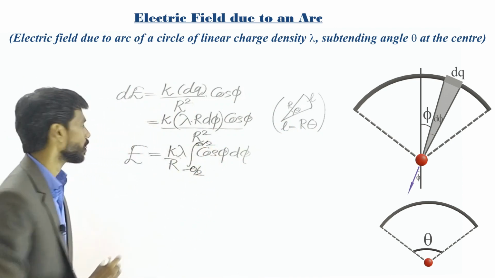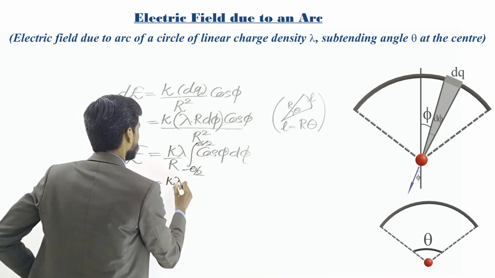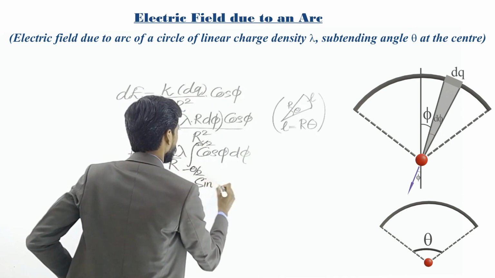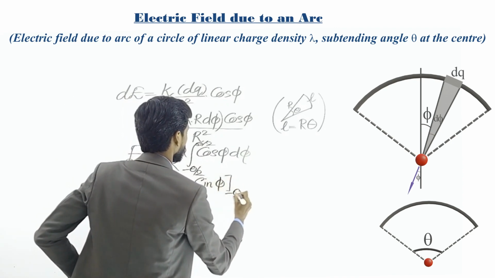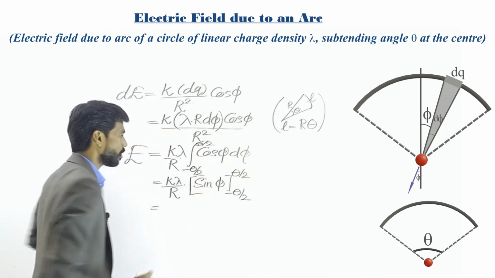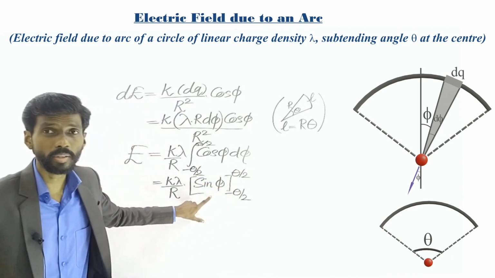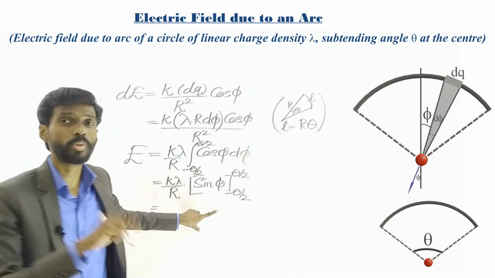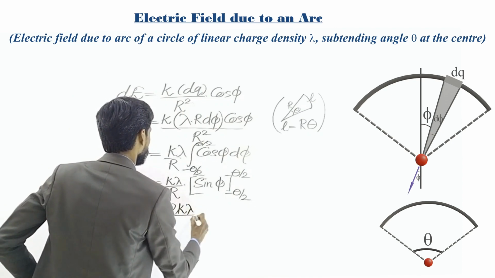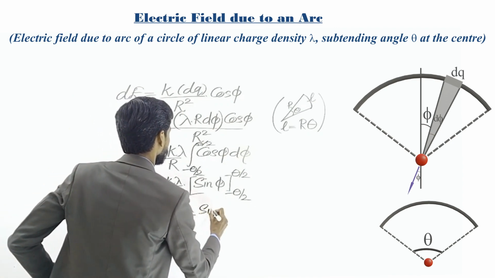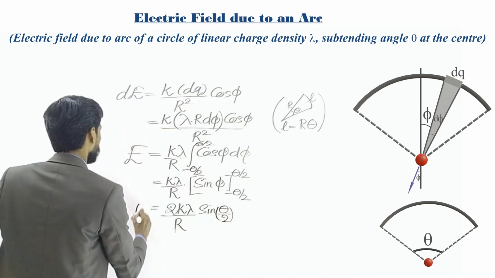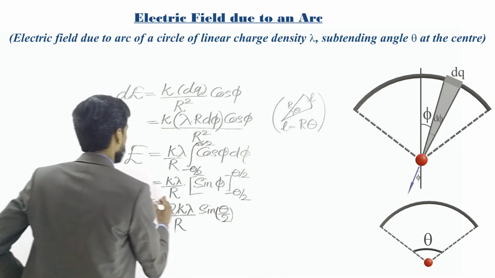Okay, so let us do the integration here. That is kλ/r multiplied by the integration of sin φ from minus θ/2 to θ/2. Let us substitute this: sin θ/2 minus of minus sin θ/2, so 2 times sin θ/2. So that becomes 2kλ/r multiplied by sin θ/2. So that's all. This is the formula for the electric field due to this arc.